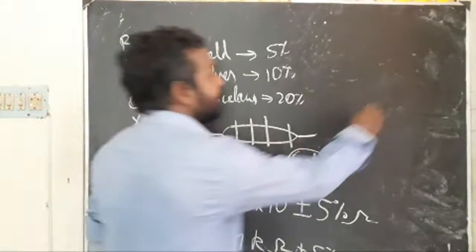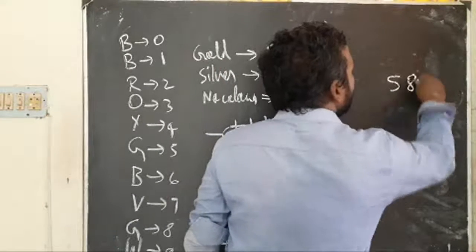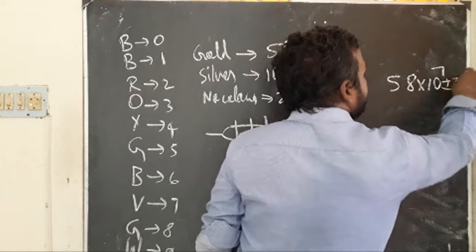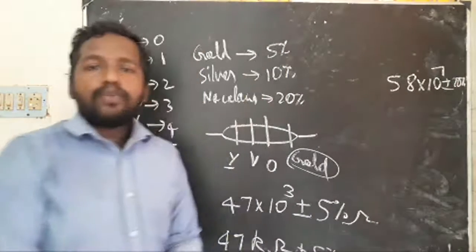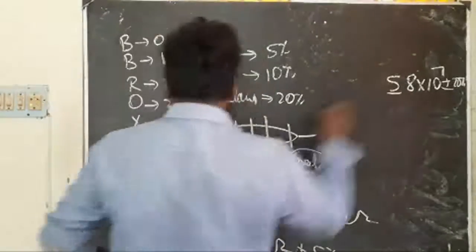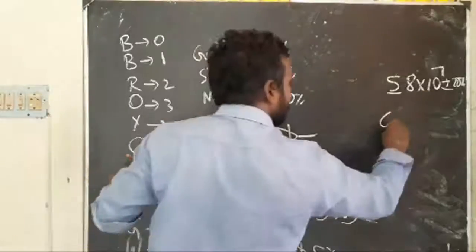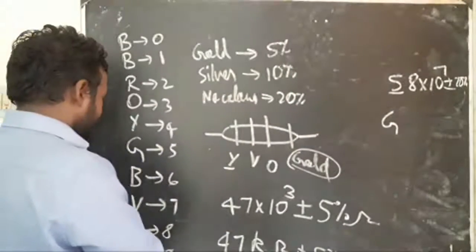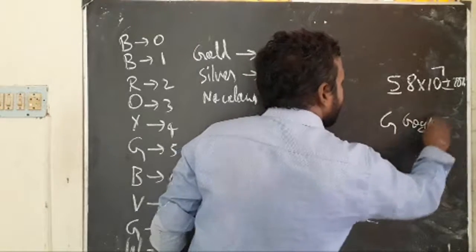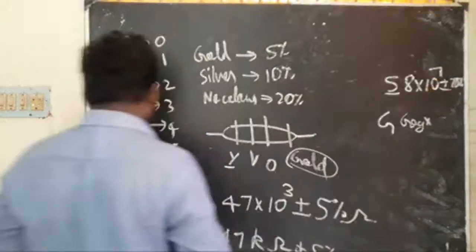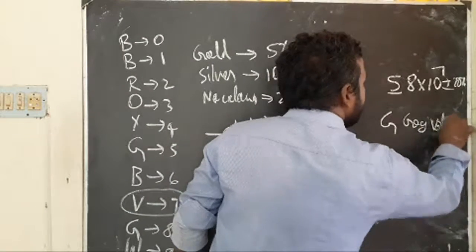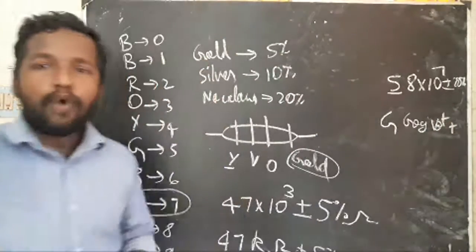Now we'll do the reverse order. We have 58 into 10 power 7, plus or minus 20% error. How can you find the color code? For 5, the color is green. For 8, it is gray. The third color is 7, which is violet. So green, gray, violet. Then the error is 20%, and there is no color for that error.